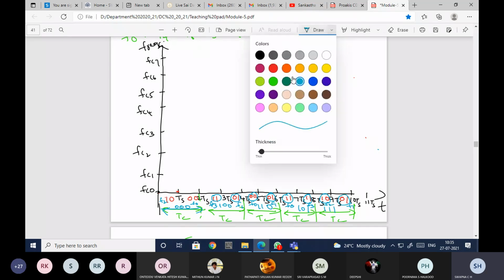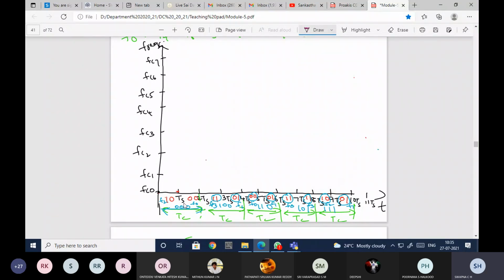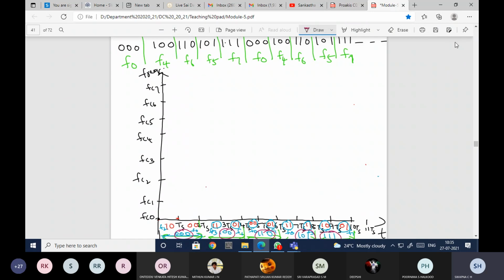In the same way, I will also assign the frequencies for the other symbols: 0, 0, 0 is FC0, 1, 0, 0 is FC4, 1, 1, 0 is FC6, 1, 0, 1 is FC5, 1, 1, 1 is FC7. I have taken all this from the tabular column. Now I need to plot frequency versus time.